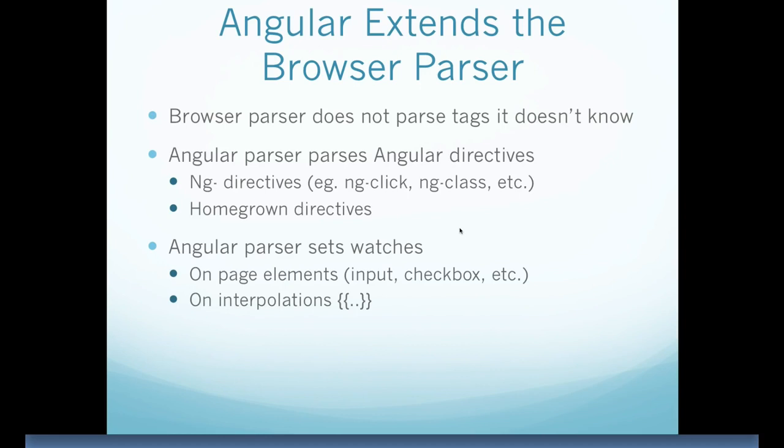We said that there are two ways that Angular extends the browser. One is the event loop, which we just looked at, and the other way is it extends the parser. Now, the parser in the browser does not parse tags it doesn't know. So if you have Angular tags, but you don't have an Angular context or an Angular program, those tags will just be ignored. If you are inside of an Angular program, Angular parses Angular directives. It separates them out. Anything with ng is an Angular directive that comes with Angular, or you can write your own directives to do whatever is appropriate for your application. In fact, you can build up a DSL out of directives. The Angular parser also sets watches, as we already looked at, when it parses the input box, the checkbox, the Angular substitutes for HTML5 elements. And it also sets up watches with the interpolations, the mustaches.